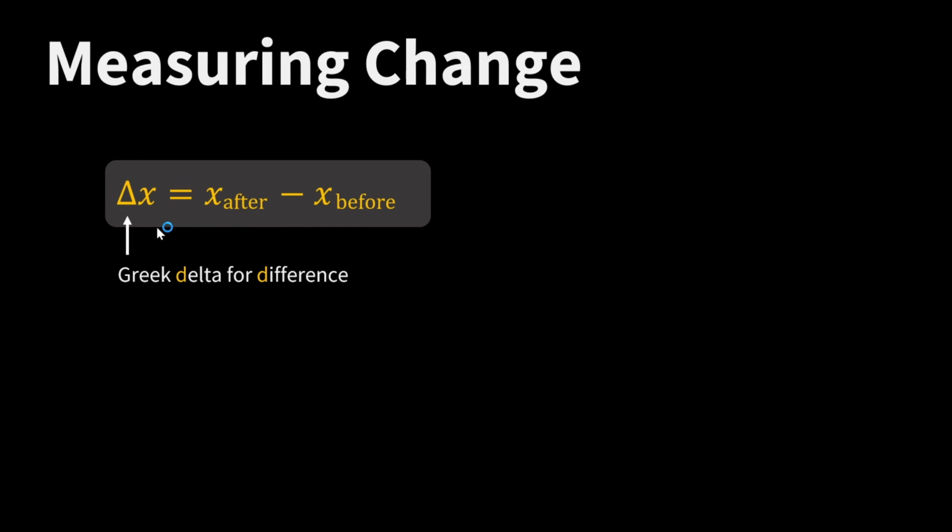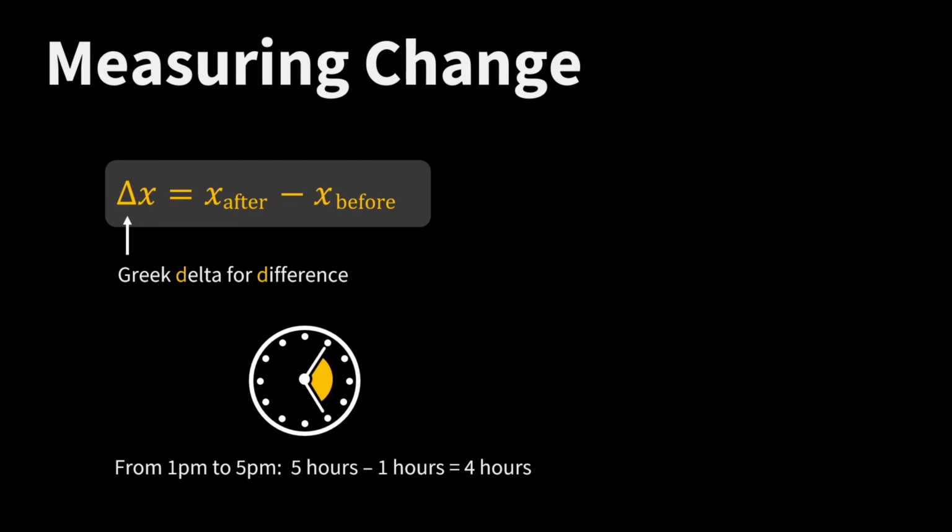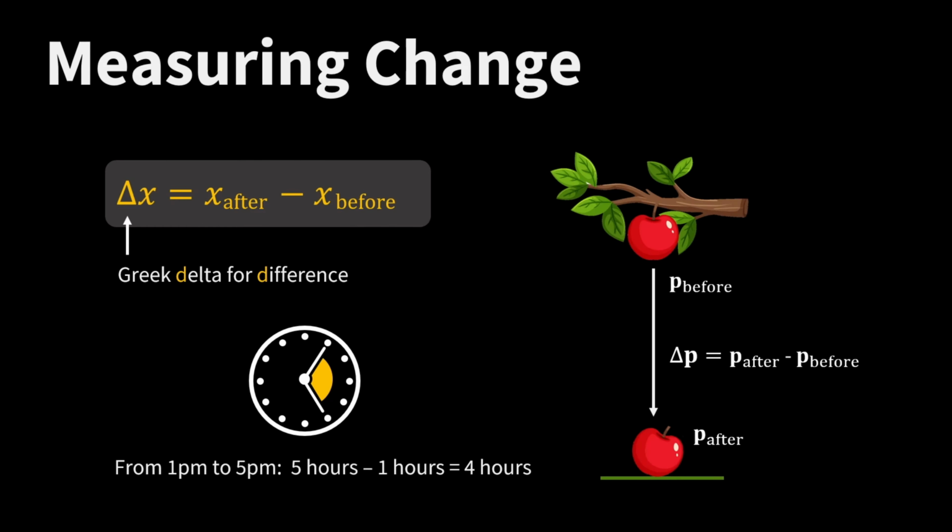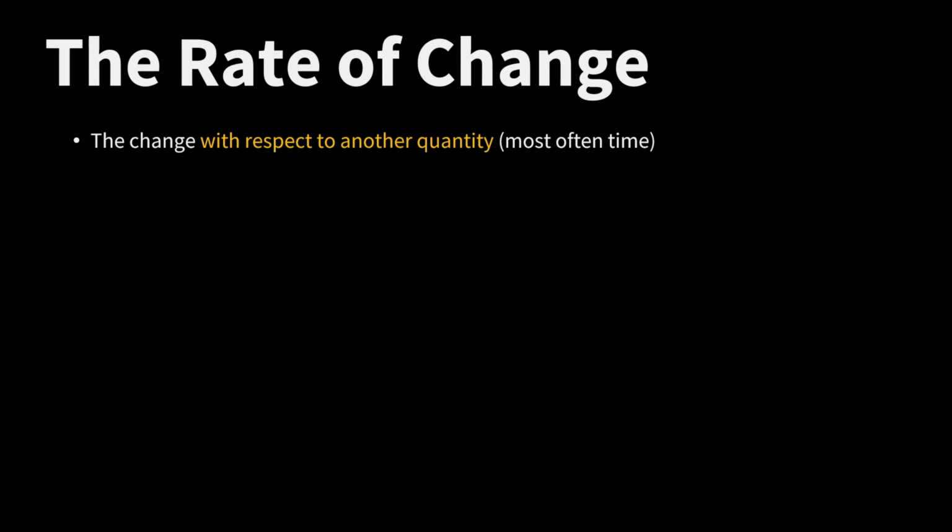Let me give you two very simple examples. Let's assume we want to compute how much time passes from 1 p.m. to 5 p.m. We simply compute 5 minus 1, which is 4 hours. Here is Newton's example. I call the position of the apple on the tree p before and on the ground p after. These are two vectors. We can now compute the change in position delta p as p after minus p before, which is also a vector.